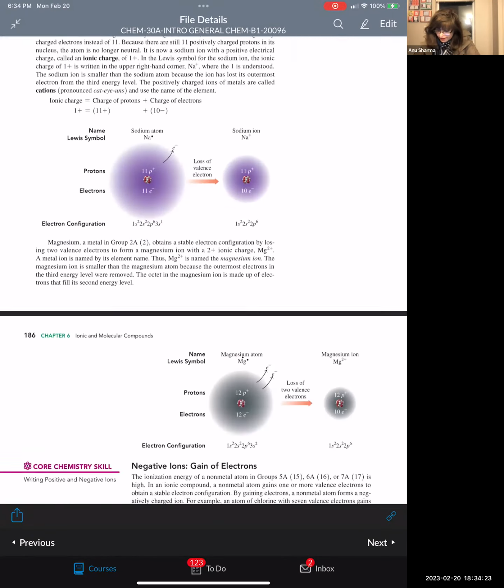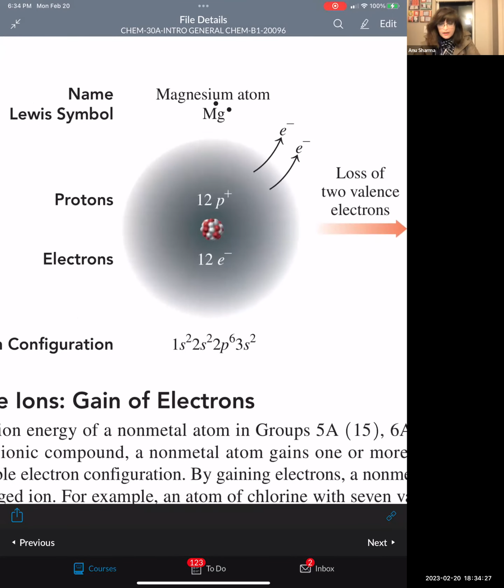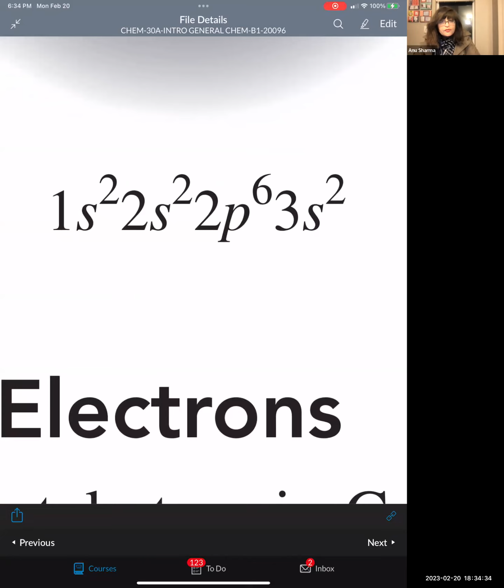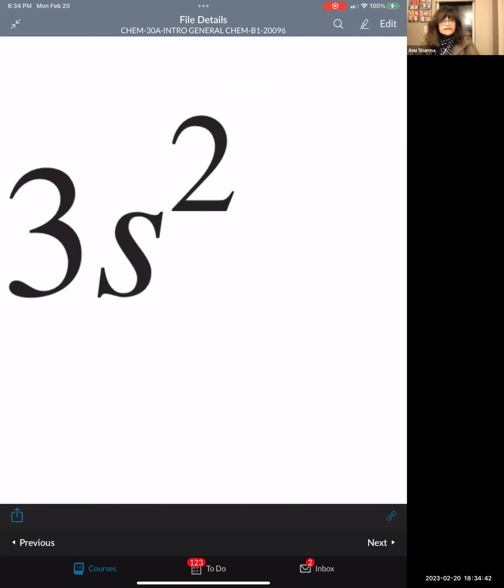Now let's look at a scenario with magnesium. Magnesium has 12 protons. Okay, so for these 12 protons, the electronic configuration is 1s2, 2s2, 2p6, and 3s2. Now, this 3s2, these are the valence electrons. That means the electrons in the last shell.